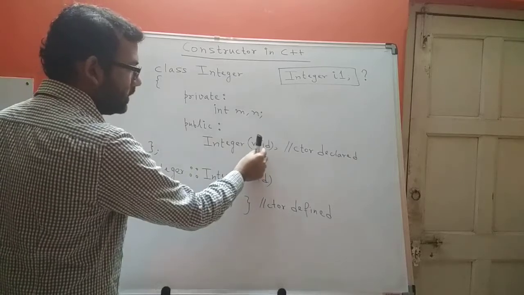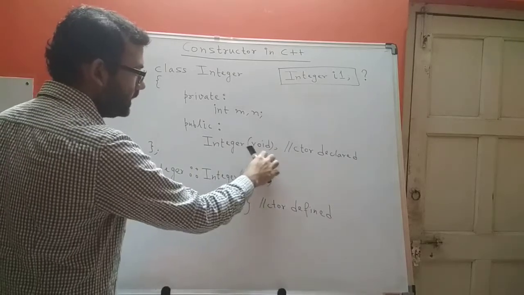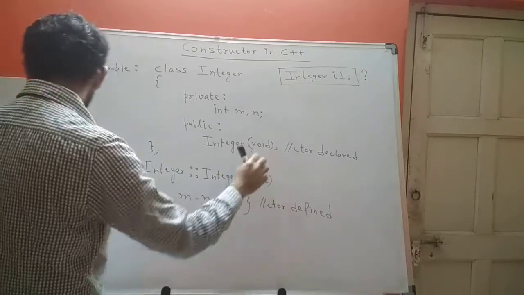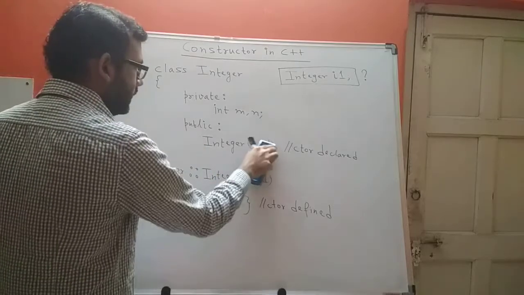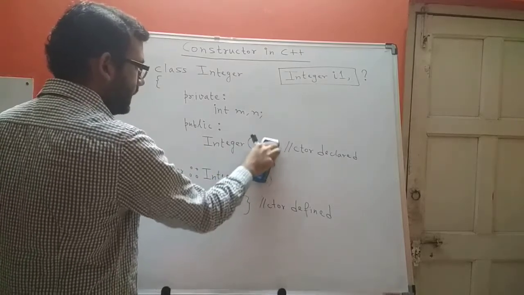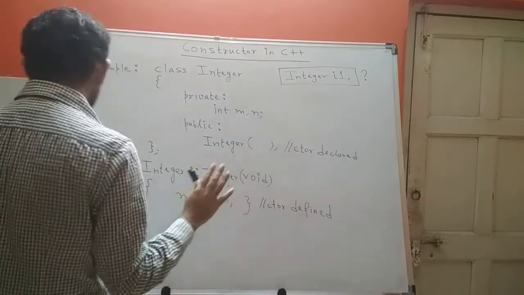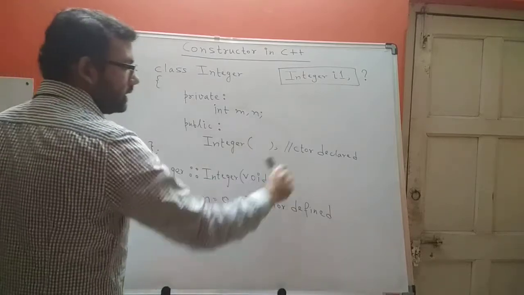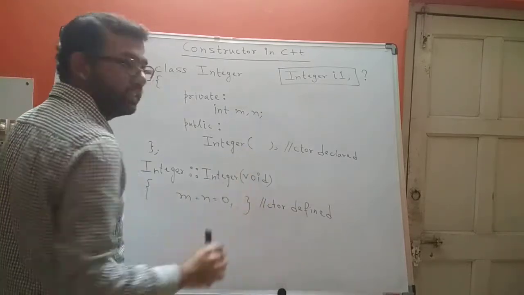And this function takes no arguments. That's why inside the parentheses, I have written void. Writing this void and leaving the parentheses empty means the same thing. Just keep that in mind. And this is the constructor declared. So how can I say that this is a constructor?